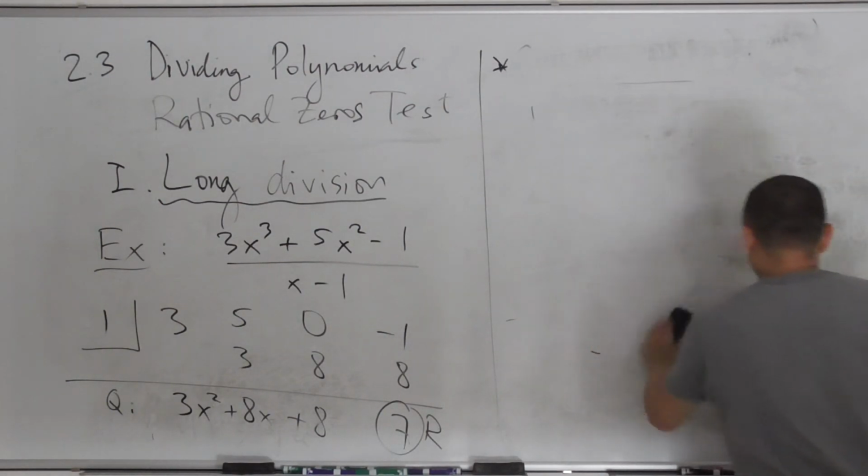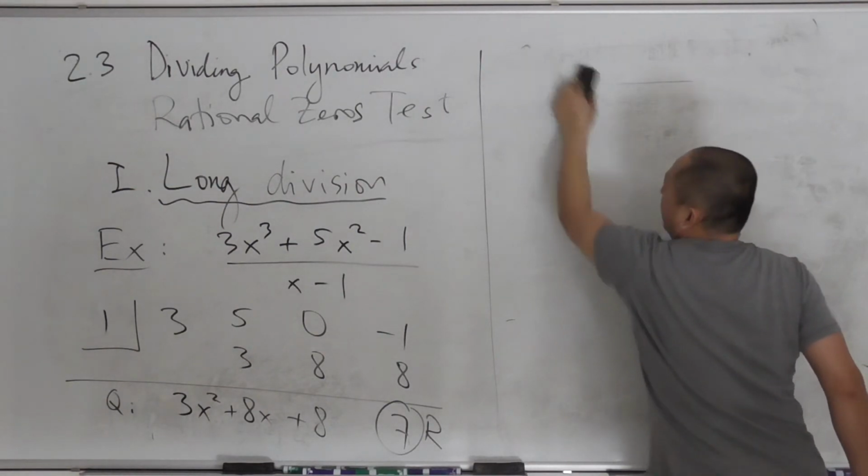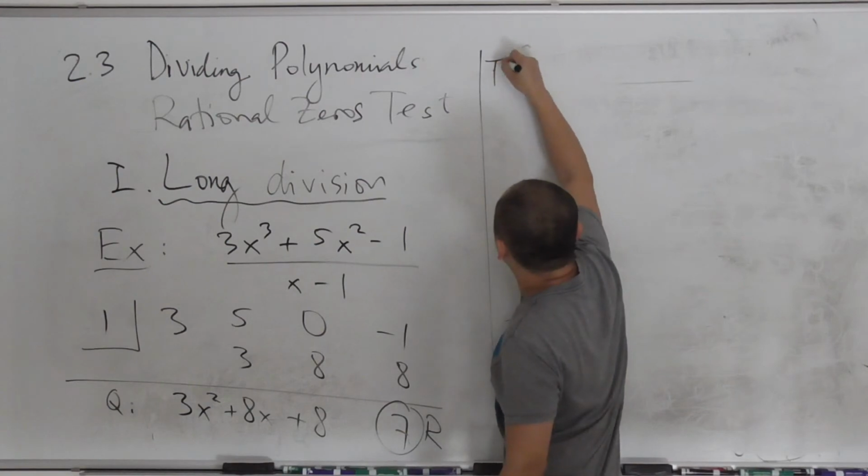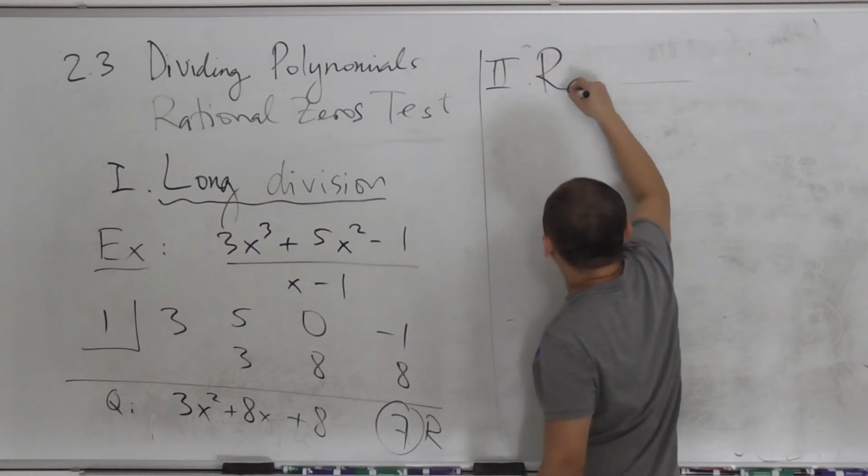And that takes care of the first item of this section, dividing polynomials. Now, we'll talk about the second item, the rational zero test.